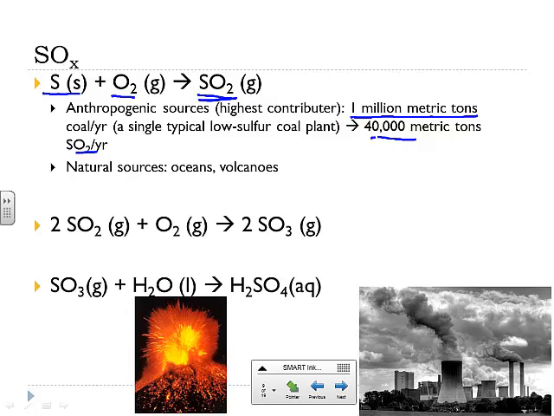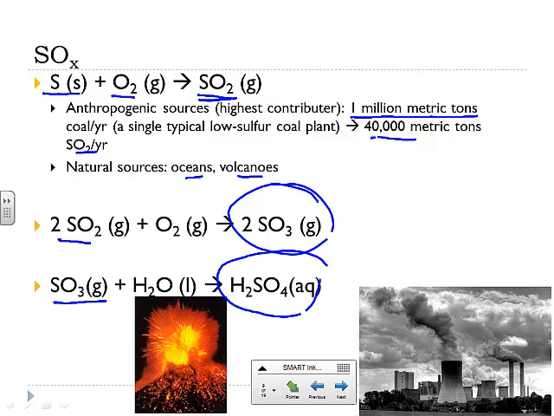There are also natural sources. The oceans release some SO2 from time to time, and volcanoes also release SO2. But again, SO2 in the atmosphere makes SO3, and that SO3 makes H2SO4, and it contributes to acid rain.